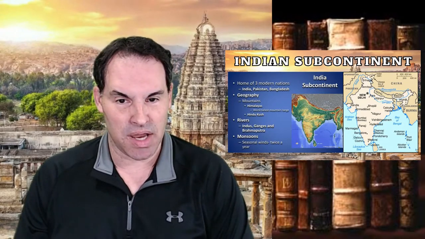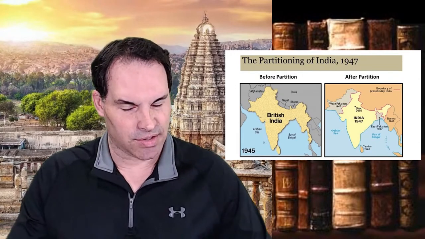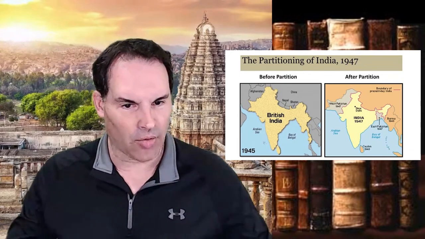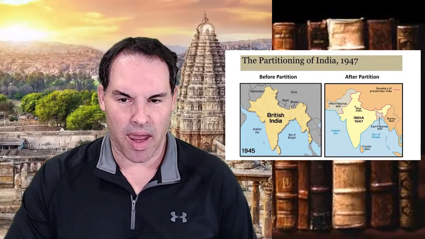If you know what happened, they had this thing called the Partition of India that happened in 1947, where British India was broken up into different states. Part of it was because of the decolonization of the British Empire after World War II, because the British Empire was declining after the war. And also, a lot of the people in India, Hindus especially, wanted to kick the British out because they had been there too long. It also created a lot of conflict between the British and the native Indians.